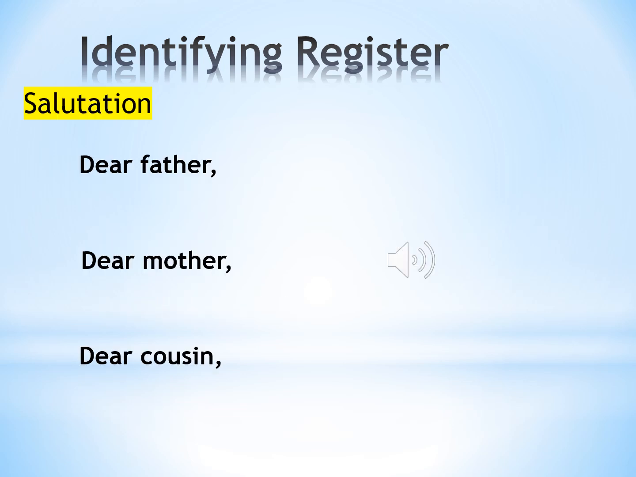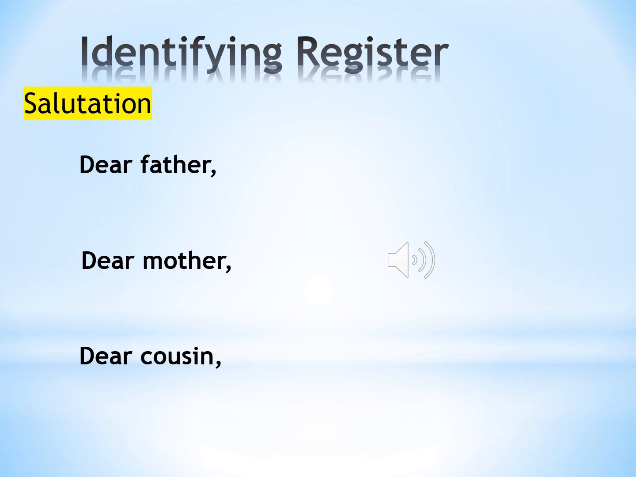On this slide, you see three salutations: dear father, dear mother, dear cousin. This is about identifying the register. Imagine you are asked to write a letter to your father, or to your mother, or you may be asked to write a letter to your cousin. Definitely, it's an informal letter. If you start with dear father, it's wrong.